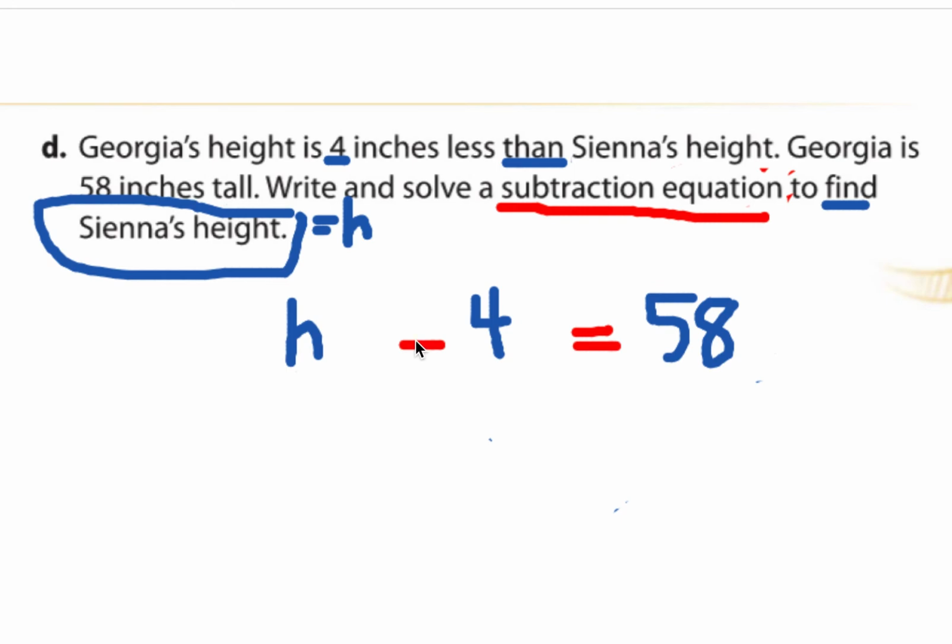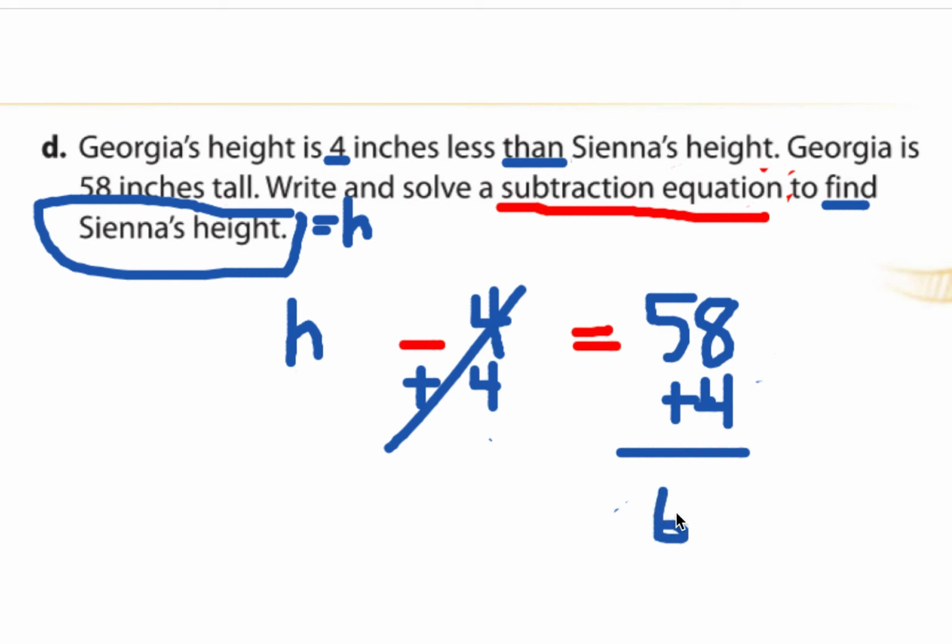We're going to do the inverse operation of a minus 4. Remember, we're trying to isolate the H. So in order to do that, I have to do the opposite of a minus 4, which would be a plus 4. That equals 0. What I do to one side of the equal sign, I do to the other side of the equal sign. When you add this up, you get 62. Bring down your equal sign, bring down the H.